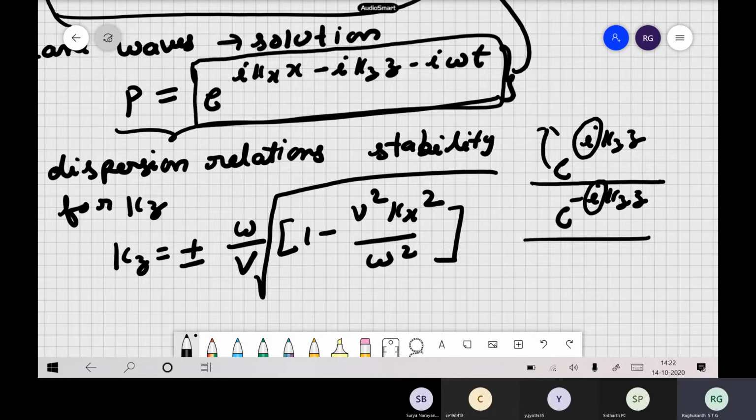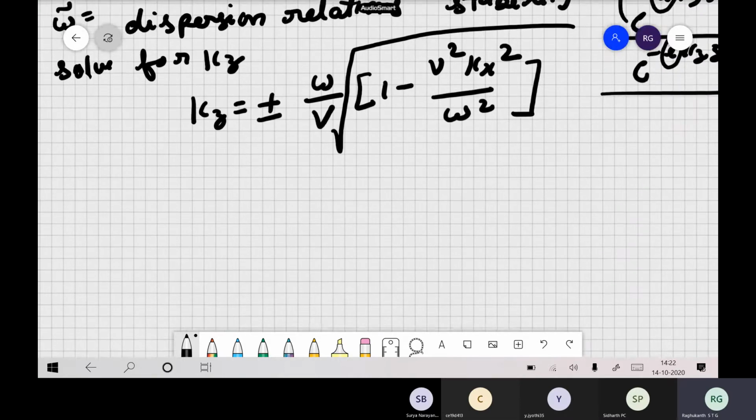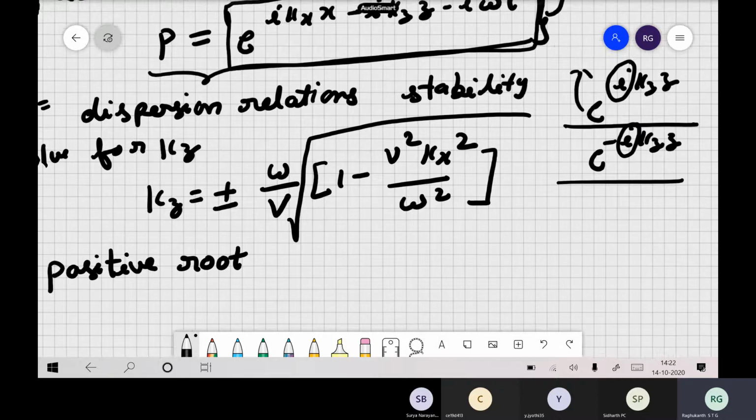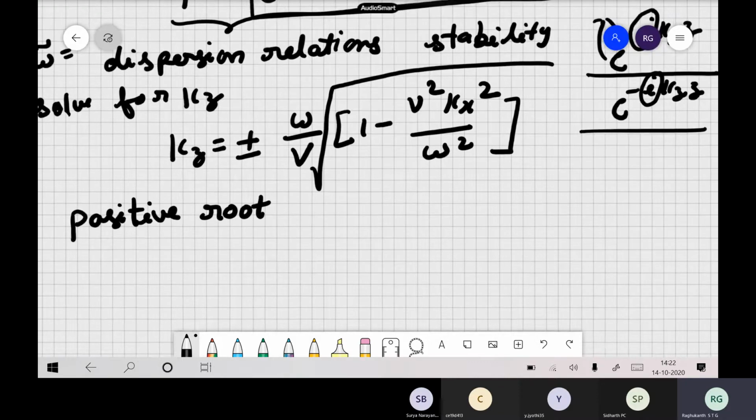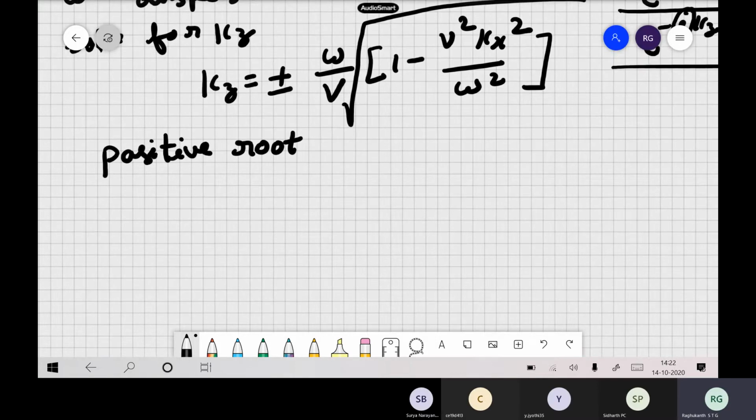Now in this equation, if you take the positive root, what happens when kz is positive? When kz is positive, you have this minus i kz into z, and this root will be there. What does this root indicate? As I already told you, the positive root indicates that if I'm moving in the plus direction, you have these types of waves.